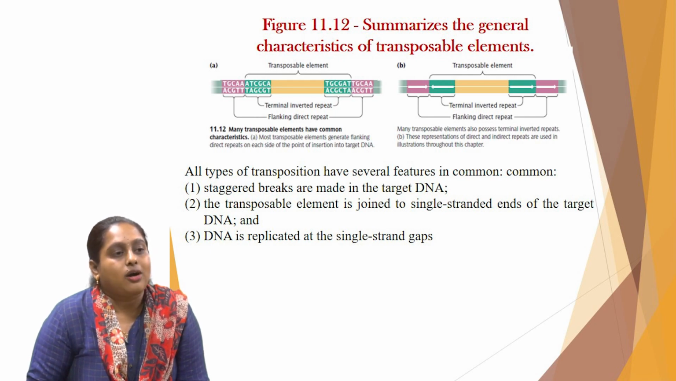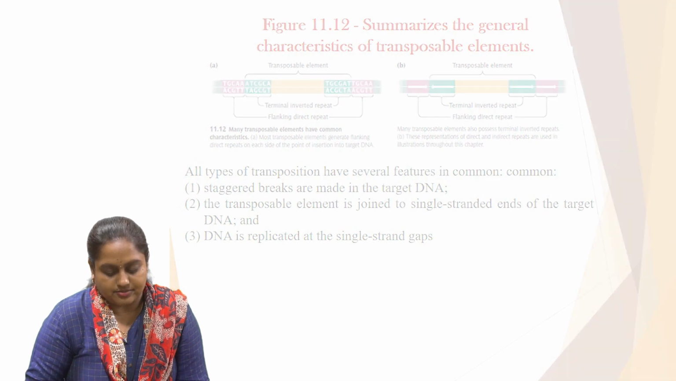All types of transposition have several features in common. That is, staggered breaks are made in the target DNA, the transposable element is joined to the single-stranded ends of the target DNA, and the DNA is replicated at the single-stranded gaps, which are filled by the enzyme DNA polymerase.